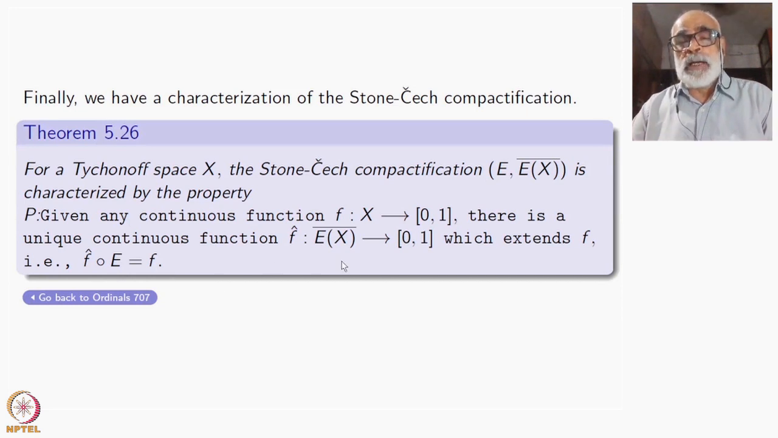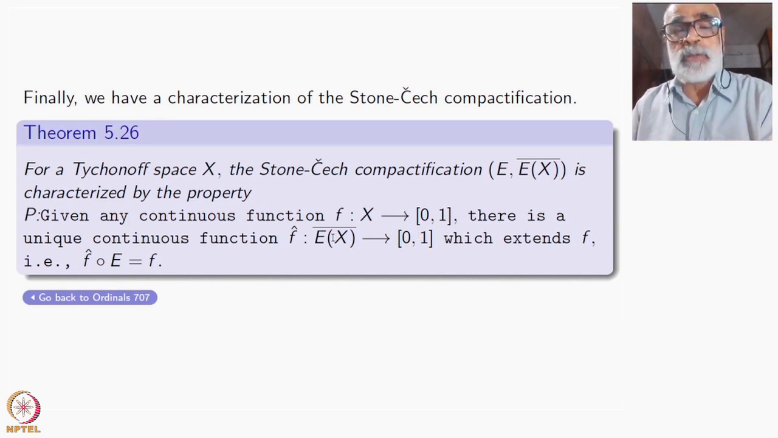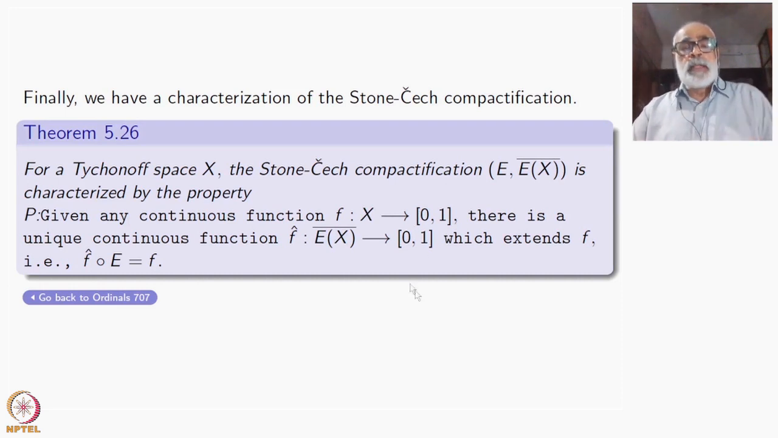In the theorem, we have proved that this X bar has this property, but instead of taking [0,1] here, I could have taken any compact space. That is the second part of the previous theorem. In the characterization, we are restricting the codomain to only [0,1]. So this is a lot of cutting down. If something has the property for every compact space, of course it will have this property also. You don't have to verify it for all compact spaces; you have to verify it only for [0,1]. So that is the beauty of this characterization.